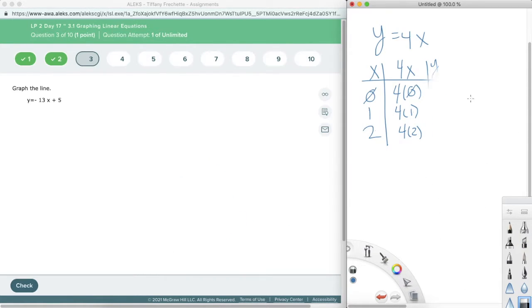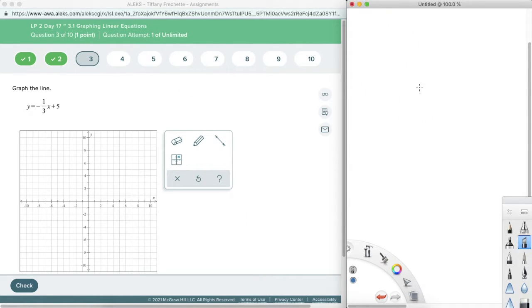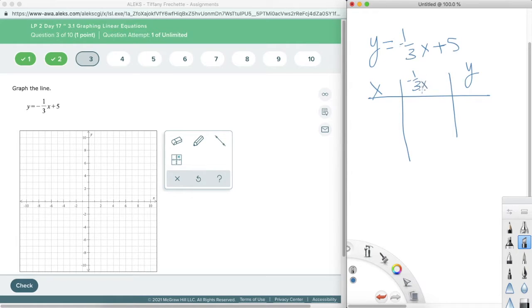All right, we're going to do a similar thing here. Okay, perfect. So we're given a fraction on this one, so I can show you what I mean by what I was saying on the last one. So again, we want to create that XY table like that. And this time I'm going to have negative 1/3 x plus 5.